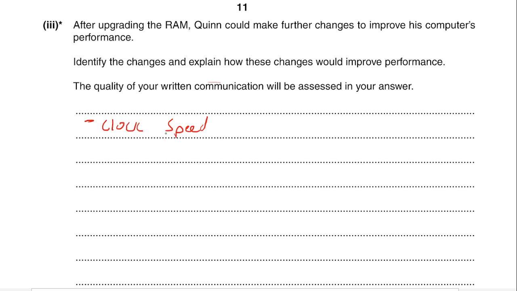So clock speed is essentially how fast the CPU is operating. The CPU is synchronized by this clock. This clock is like a metronome that sends pulses out and synchronizes the CPU. So this is cycles per second. It's measured in hertz, which is a unit per second. And this is how many fetch, decode, execute cycles happen per second. So obviously if you increase the clock speed, more of these cycles happen per second, more instructions get executed per second, and so it's going to be faster, so you'd have to explain that.